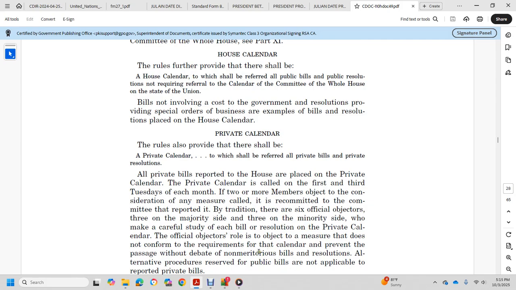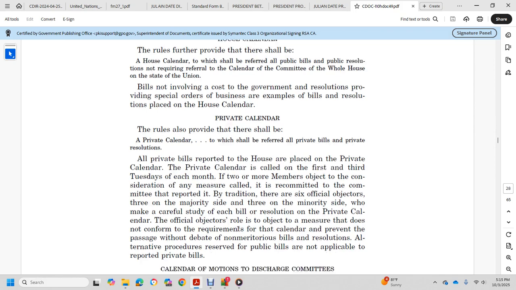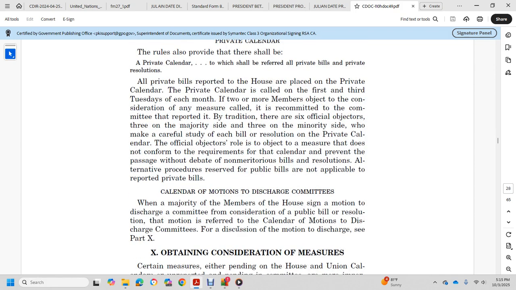An alternative procedure is preserved for public bills if they are not applicable for the private bill calendar. Calendar of motions to discharge committees: when a majority of the members of the House sign a motion to discharge a committee from consideration of a public bill or resolution, the motion is referred to the calendar of motions to discharge committees. For discussion of the motion to discharge, see paragraph 10.